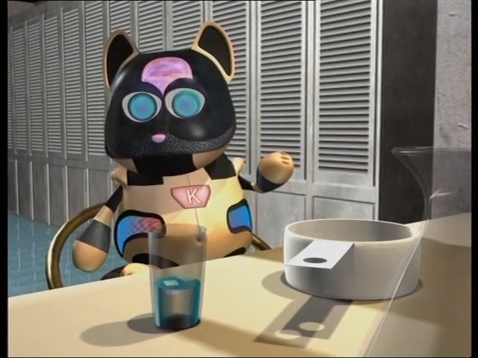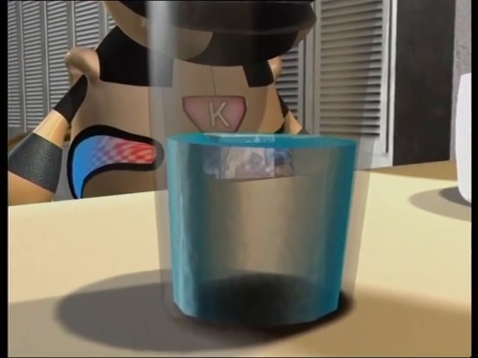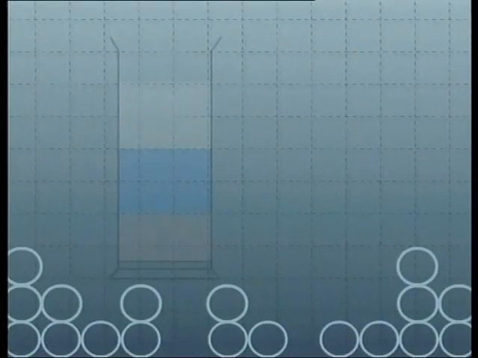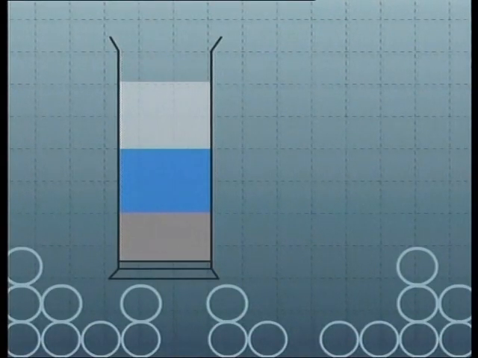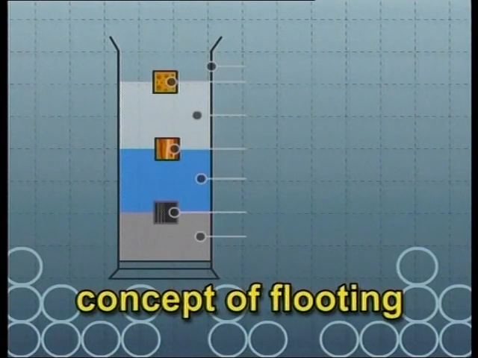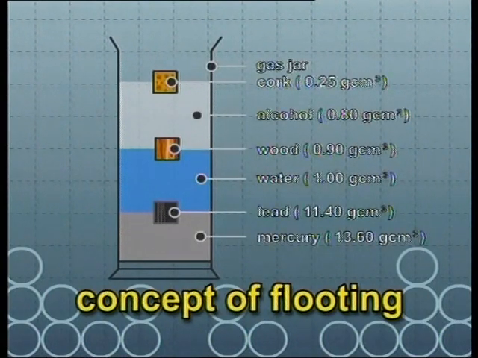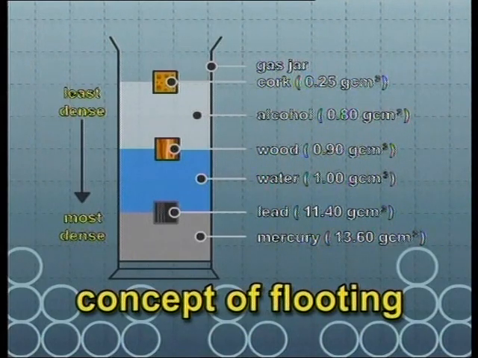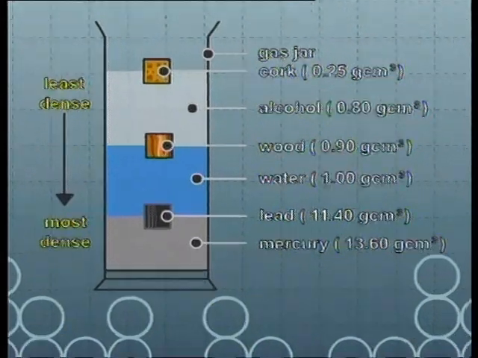For example, ice. The density of ice is less than the density of water. So, when we put ice in water, it floats. Look at this example. It shows the concept of floating. Compare the densities of these solids and liquids.